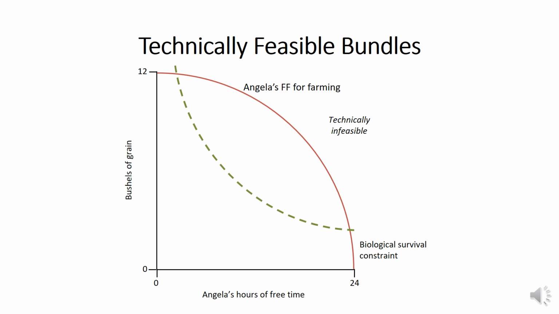And that means that there's some amount that Angela actually can't work. She can't produce enough food to be able to survive at a very high level of work. And so allocations that are below the survival constraint are biologically infeasible, and that reduces the size of our technically feasible set to this pink lens-shaped area. Those are the sort of quantities of free time and bushels of grain that Angela could produce and still stay alive.